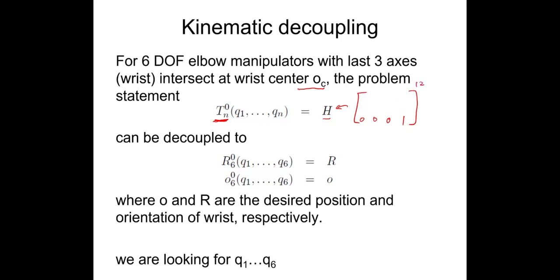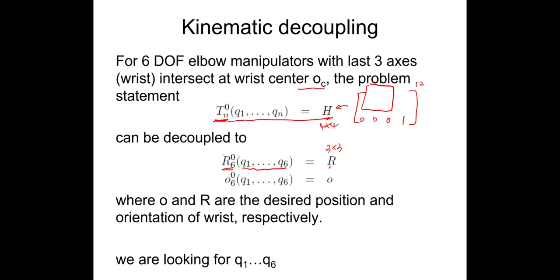Okay, and to solve this question, it can be decoupled into 2 questions. The first question is, these 9 elements equal the orientation, the rotation matrix R60, and R60 is also a function of the 6 joint variables. This matrix equals these 9 elements. Again, this is a real number matrix, this is 4 times 4, and this is 3 times 3.